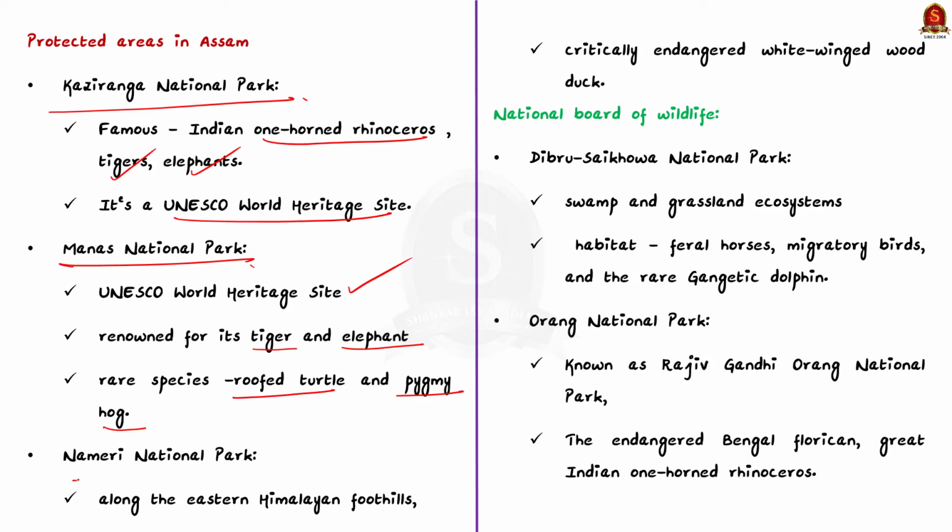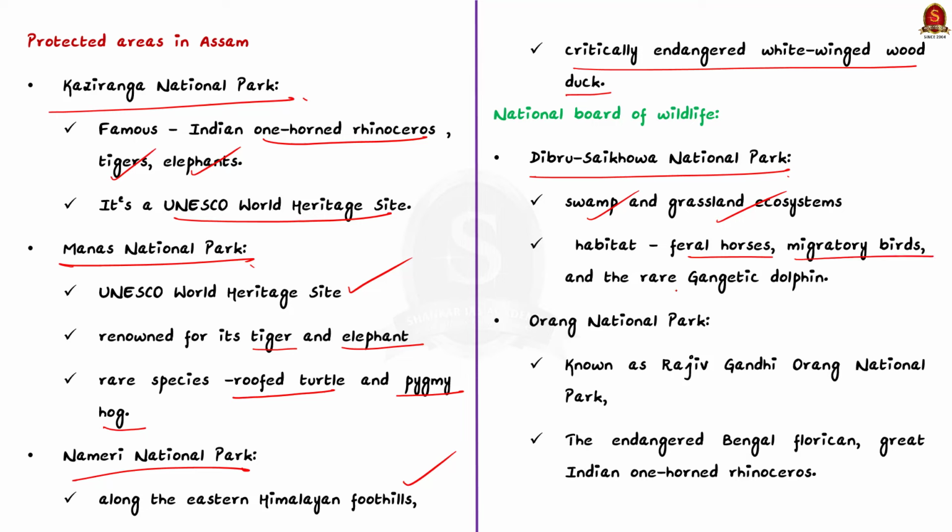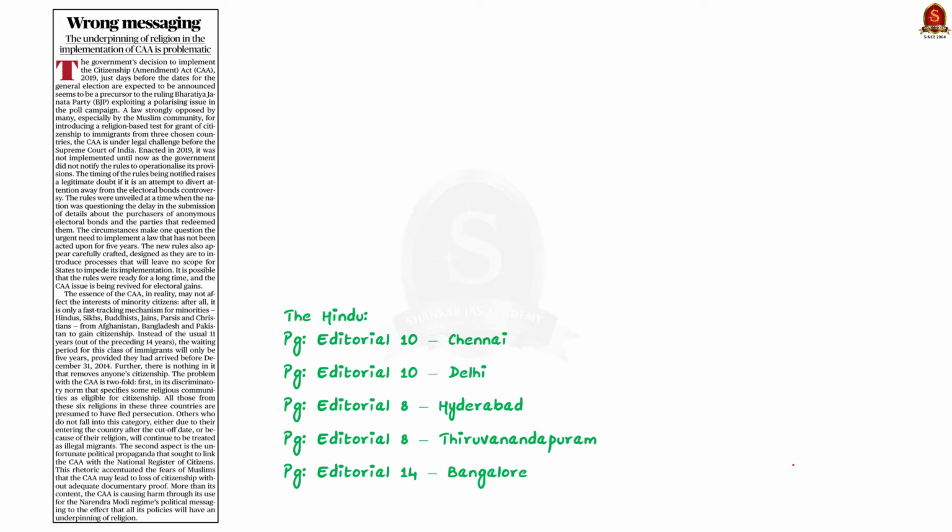This is Nameri National Park. It is situated along the eastern Himalayan foothills and it is celebrated for diverse fauna and the critically endangered white-winged wood duck. Dibru-Saikhowa National Park is known for a unique blend of swamp and grassland ecosystem and it is a habitat for feral horses, migratory birds and the rare Gangetic dolphin. Look at this. This is Orang National Park. It is known as Rajiv Gandhi Orang National Park and it is recognized for the population of Bengal florican and great one-horned rhinoceros. So these are the important national parks in Assam. With this, let us conclude the discussion and move to the next news article.